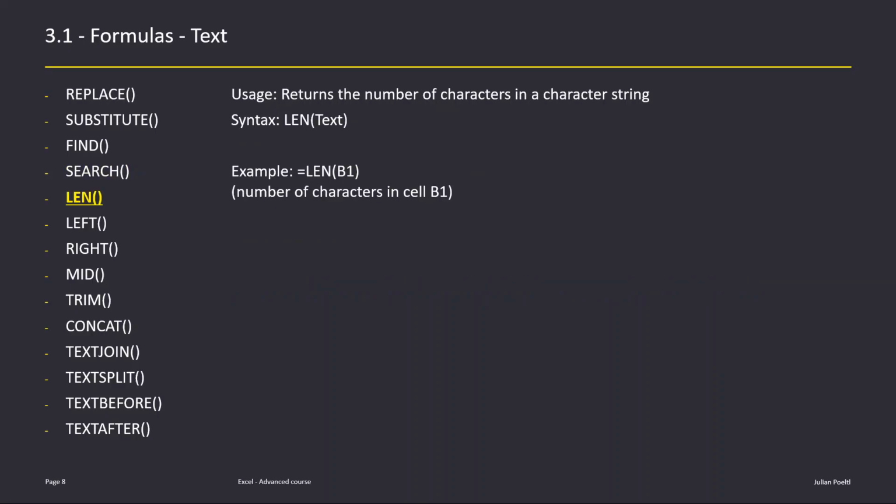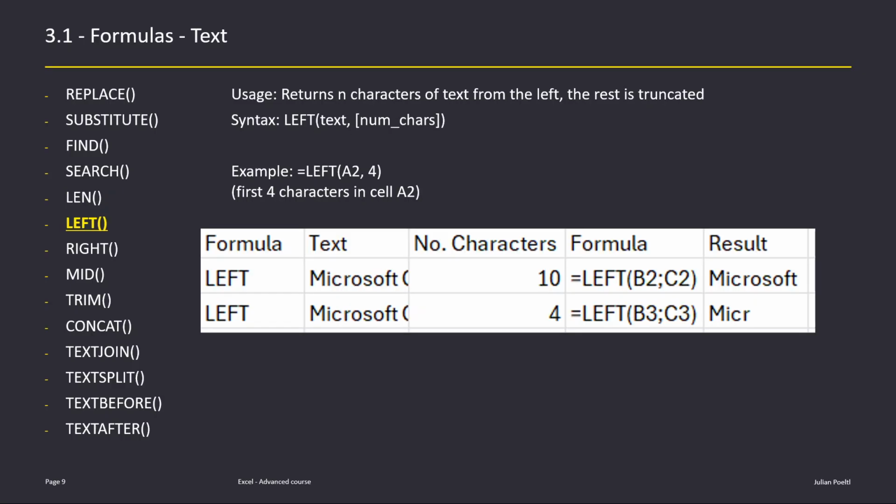Len returns the number of characters in a character string, so like the length of a text. For example, len B1 hands out the number of characters in cell B1. The left function returns n characters from the left. The rest is thrown away. So, for example, 4 characters from the left from the word Microsoft hands out Micro, and 10 characters from Microsoft Corporation hands out Microsoft as a result.